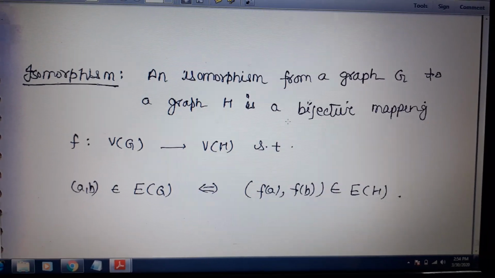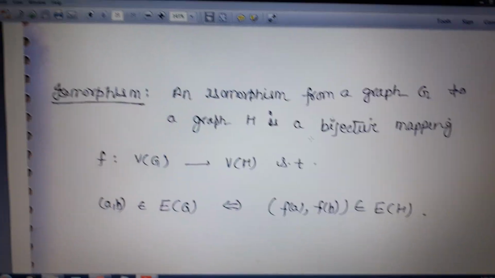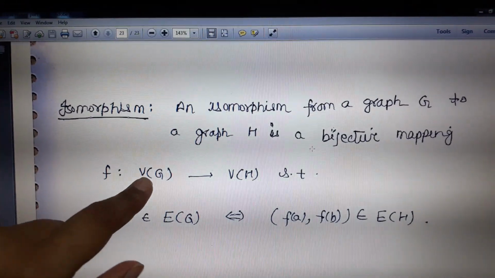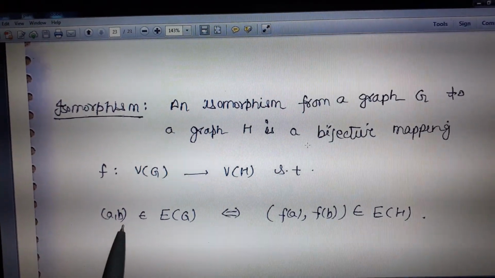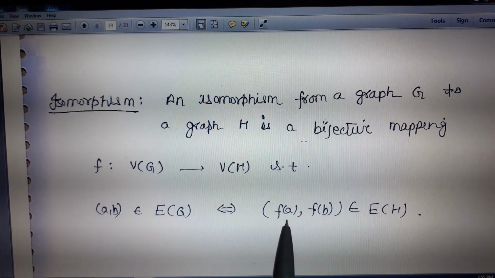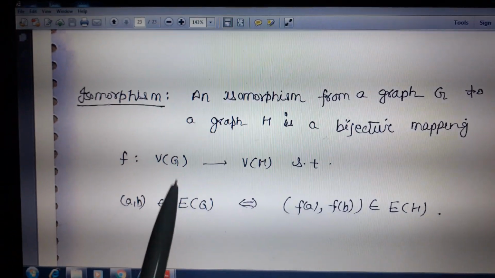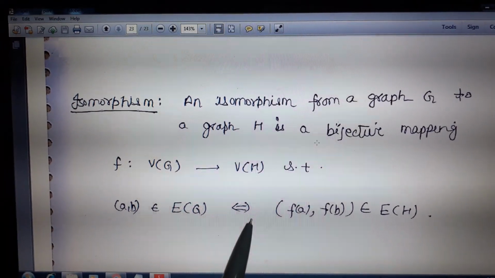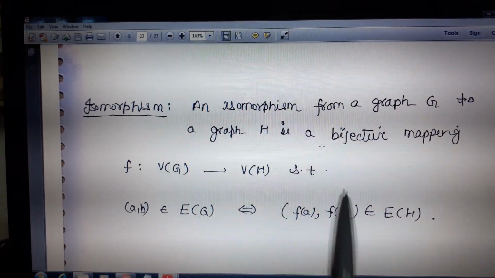Isomorphism tells you that graph G is isomorphic to graph H if you have a bijective mapping. Bijective means a 1-1 and onto mapping from the vertex set of G to the vertex set of H, such that for all edges in graph G, their images f(a) and f(b) are edges in graph H. And here you have the condition of if and only if. It means from here you can go here and from here you can go here.